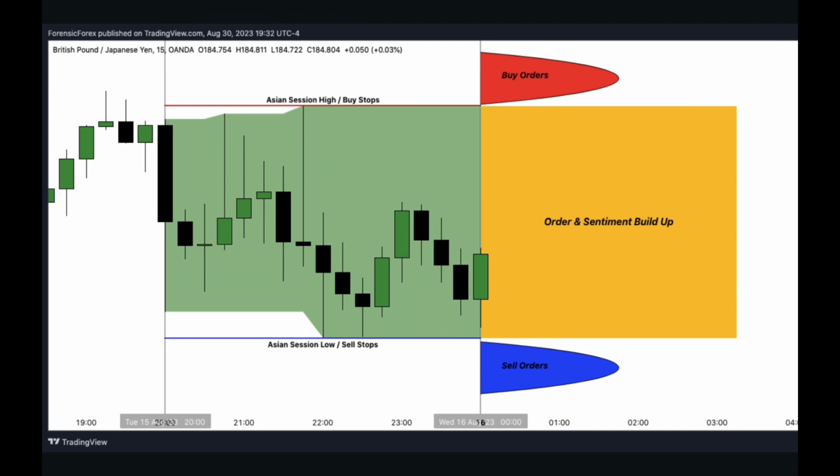We also have retail traders who are waiting for a breakout opportunity. These traders are waiting for a break of the Asian session high to buy, and they're waiting for the break of the Asian session low to sell.